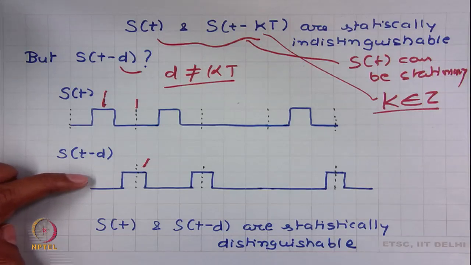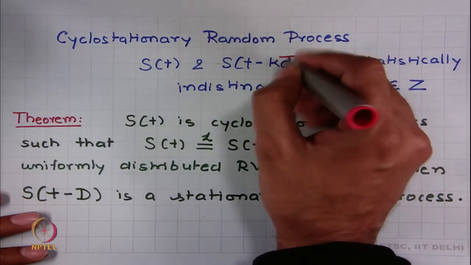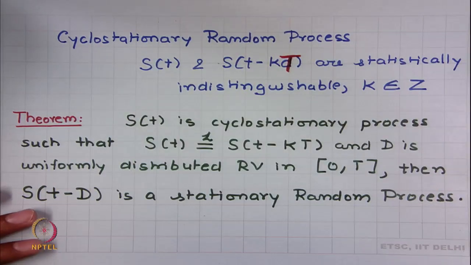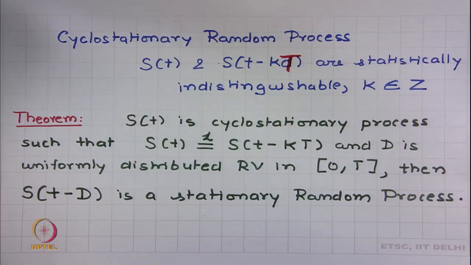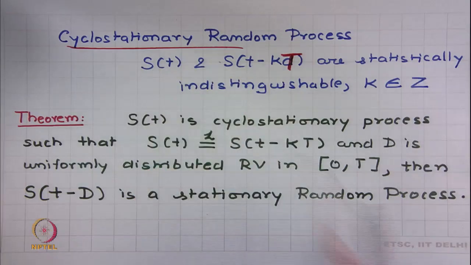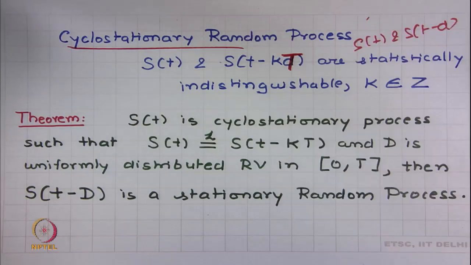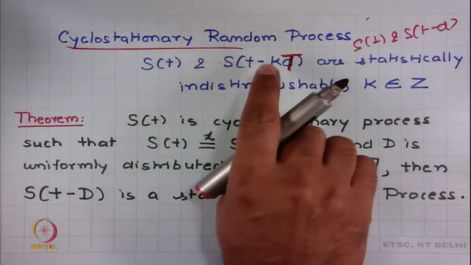So, that is something interesting, and that we call a cyclostationary random process. If St and St minus kT, where k belongs to the set of integers, are statistically indistinguishable, then we call that process a cyclostationary random process. This is the definition of a cyclostationary random process. Remember that St would not be statistically indistinguishable from St minus d, where d is not kT. It is only statistically indistinguishable if you delay it by kT.